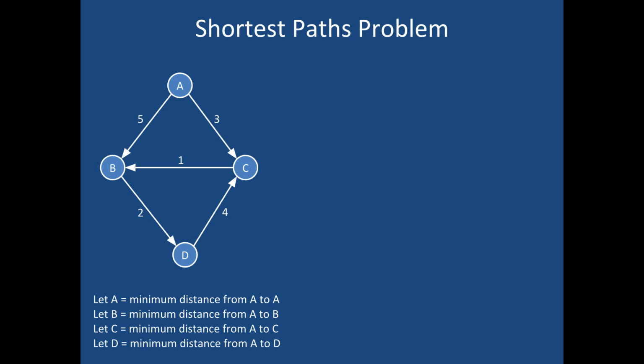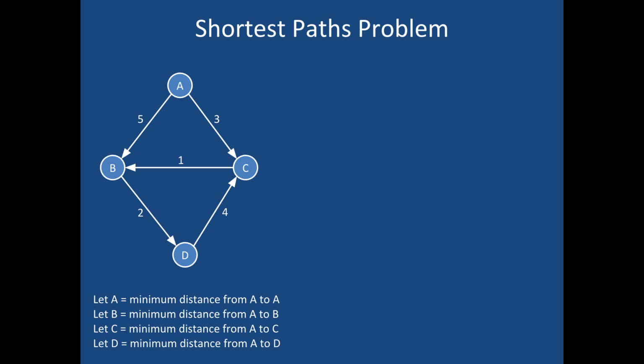All right, look at B. What constraint can you put on B? Somehow these edge weights have to get into our constraints, right? Well, I think B has to be less than or equal to A plus 5. Whatever the minimum distance to A is, B has to be less than or equal to A plus 5. That's one constraint. What's another constraint we could put on B?